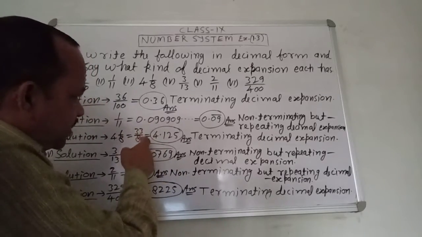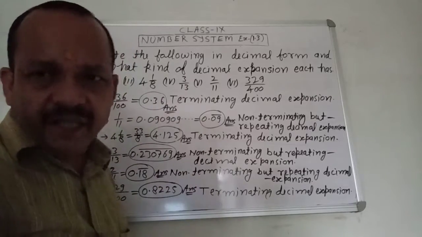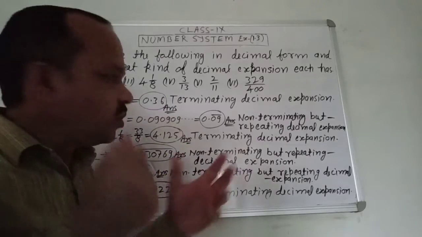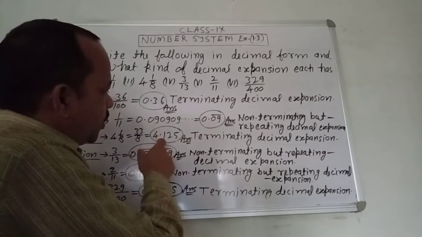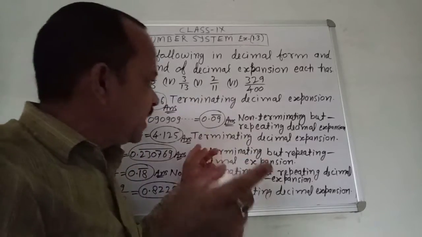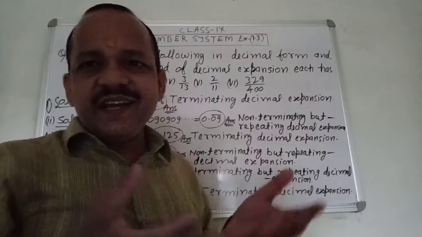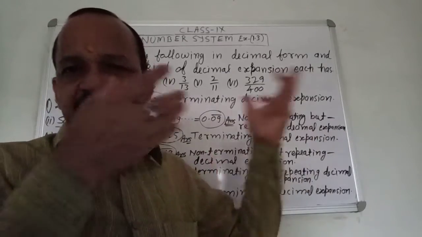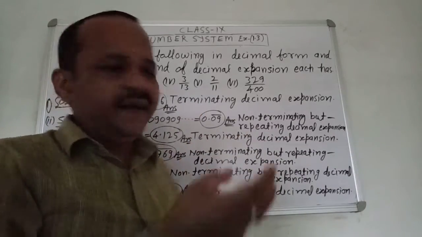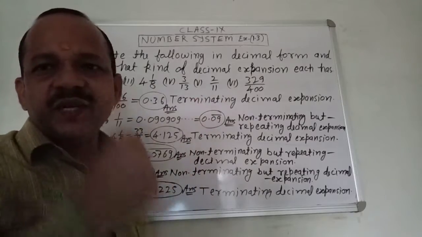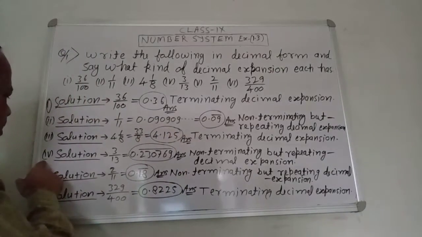Now you divide 33 by 8. You find 4.125. It is terminated. So you can say 4 1 by 8 equals 33 by 8 equals 4.125, which is a terminating decimal expansion. It is very easy. You can say easily it is a terminating decimal expansion because it is terminated at 3 places of decimal. Clear? No suspense. Very good. Next question.